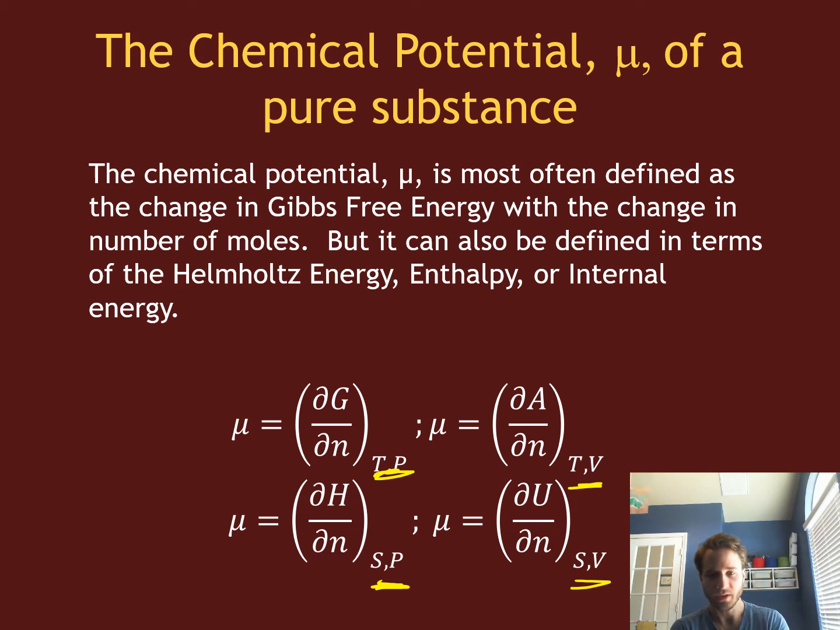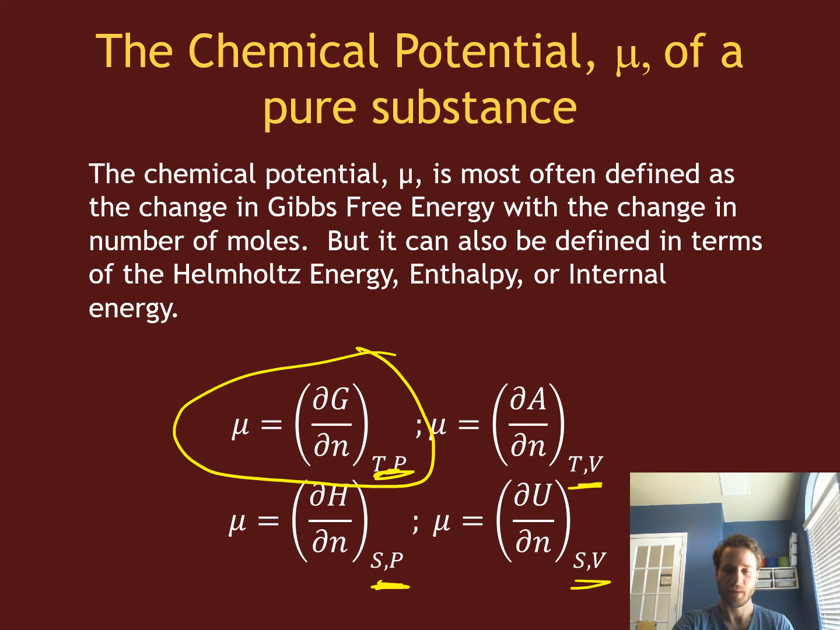We will often use this definition of the chemical potential, which is how your Gibbs free energy changes with the change in number of moles, assuming constant temperature and pressure conditions. Because that's most related to how chemical reactions and phase changes and other things occur, that's most often what we're concerned about. We're going to be using this chemical potential a lot in the next couple of sections and chapters, and it will be very relevant and very important.